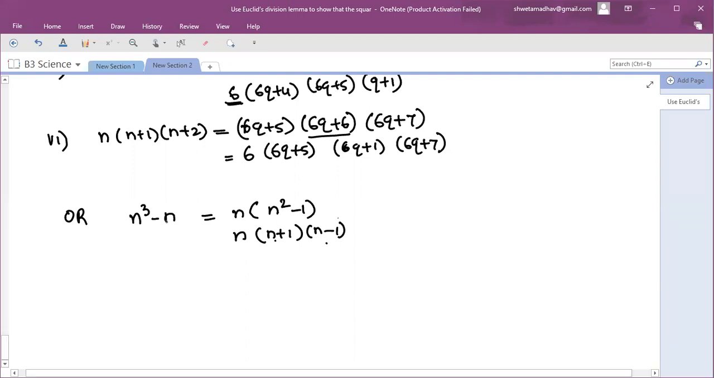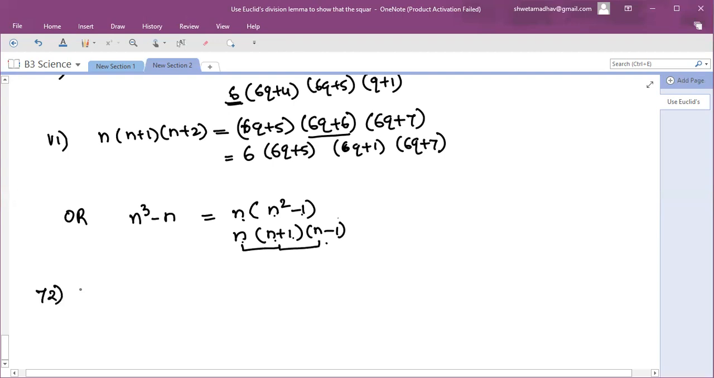They have told us n cube minus n is divisible by 6. So n cube minus n is, take n common, n into n square minus 1. Then the factors of n square minus 1 are n plus 1 into n minus 1. So you have to show the product of these 3 terms is divisible by 6, exactly what we have done earlier, exactly the same way. Clear? Yes, ma'am.